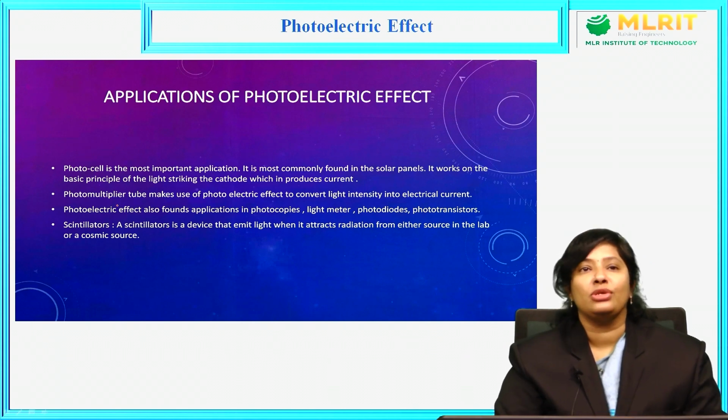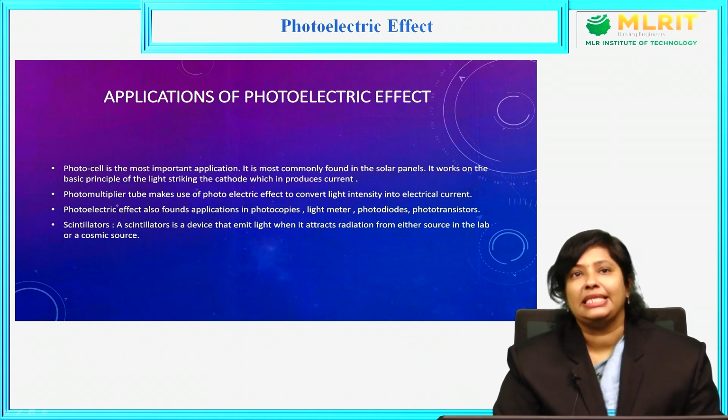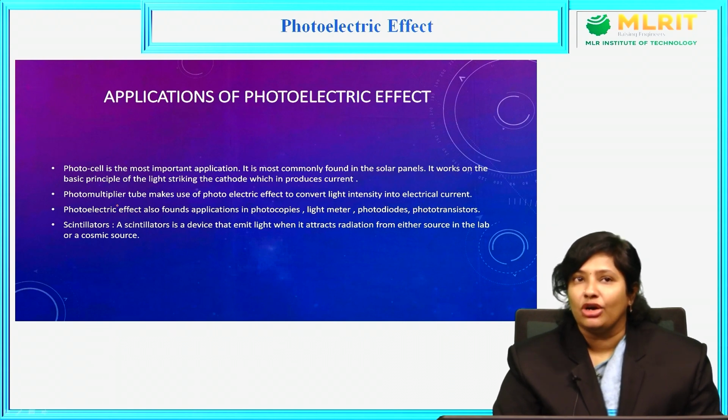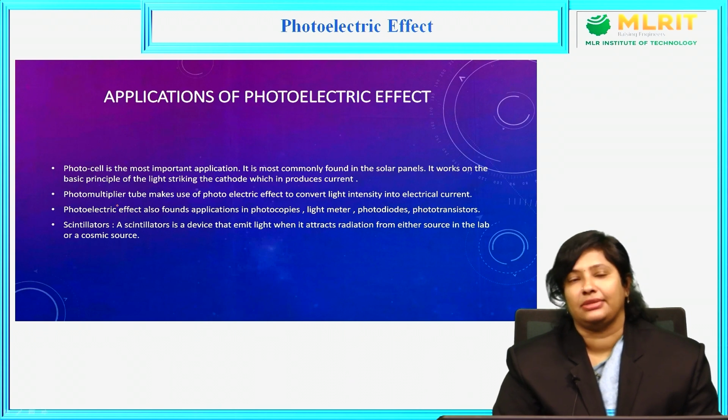The photocell is the most important application. It is most commonly found in solar panels. It works on the principle of light striking the cathode, which produces current. Next, the photomultiplier tube makes use of the photoelectric effect and converts light intensity into electrical current.